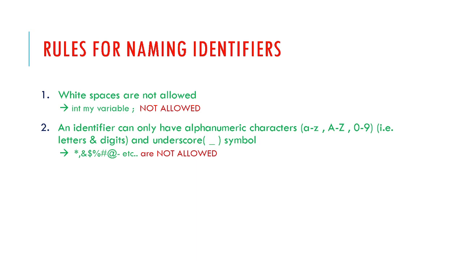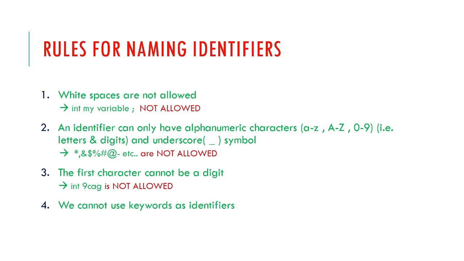Next is, the first character cannot be a digit. For example, if I declare a variable called 9cag, it is illegal because 9 is a digit and the first character cannot be a digit. Previously, we discussed that keywords cannot be used as names for variables, functions, structures, etc. That is the next rule. We cannot use keywords as identifiers. So if I declare a variable called int union, it is illegal because union is a keyword and it cannot be used as an identifier.